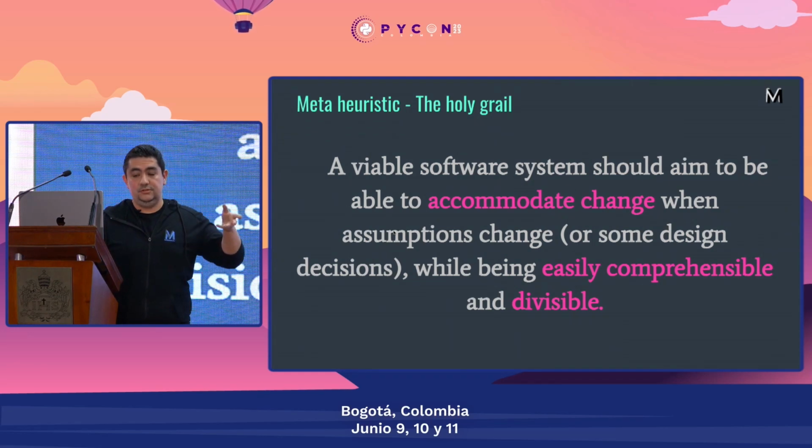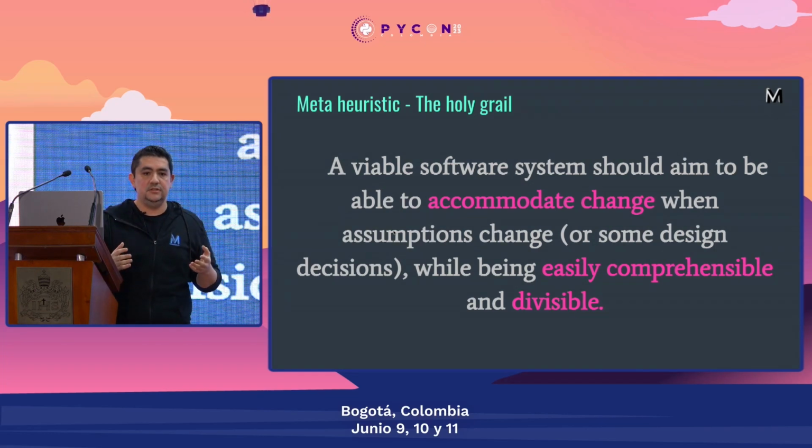When assumptions change, those assumptions are the ones I'm mentioning, and there are some design decisions involved. It should also be easily comprehensible and divisible. Why is this? You should comprehend the system because it's programmers who are always modifying the system. It's people doing this, so you have to make it easier to understand. That's the only way to cope with a changing environment. And it should be divisible in the sense that you might need to put many people to work on it.